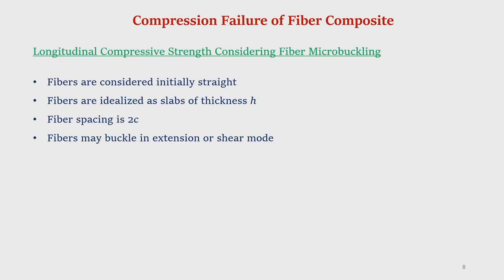Next, we'll see the compression failure of fiber composites, longitudinal compression of fiber composite considering fiber microbuckling. Okay. The longitudinal compression strength of fiber composite, as we have already seen, is less compared to its tensile strength. And one of the reasons is that the fibers are slender, and therefore, even though the composite as a whole does not buckle, there may be fiber microbuckling.